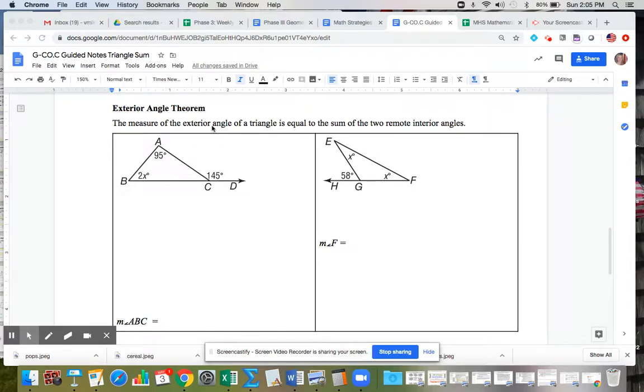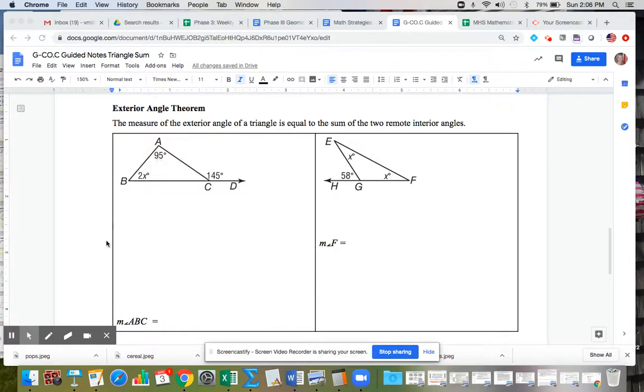The word exterior angle means it's an angle that's outside of the triangle. The sum is, of course, having to do with adding things together. The two remote interior angles, remote means not the one that's closest, but the two that are farthest away.